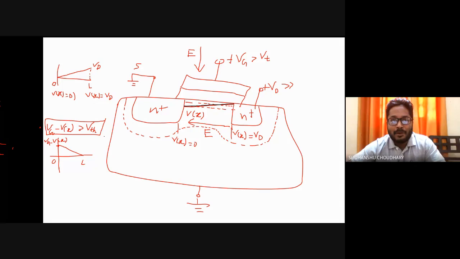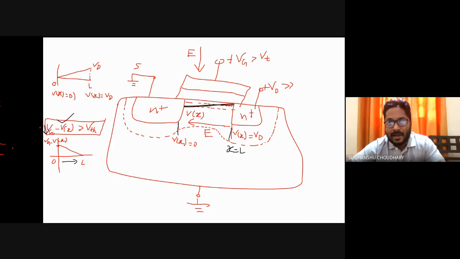Because my Vg minus Vx is dropping as I move from the x equals 0 point to the x equals L point. This is my channel length, so this is the x equals L point. So when I move from x equals 0 to x equals L, my Vg minus Vx drops. So when Vg minus Vx drops, obviously the channel cannot be held constant. The channel will also change. In fact, the channel will be somewhat of a wedge shape.